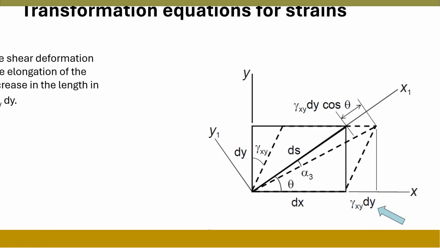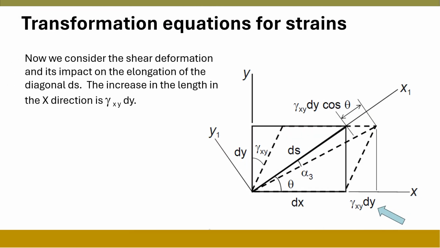Now, we will consider the shear deformation and its impact on the elongation of the diagonal ds. The increase in length in the x direction is given by gamma xy into dy. If the rotation of ds is alpha 3, we can write alpha 3 into ds is equal to gamma xy into dy sine theta, or alpha 3 is equal to gamma xy into dy over ds into sine theta.